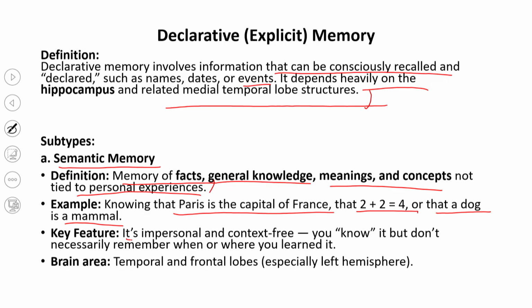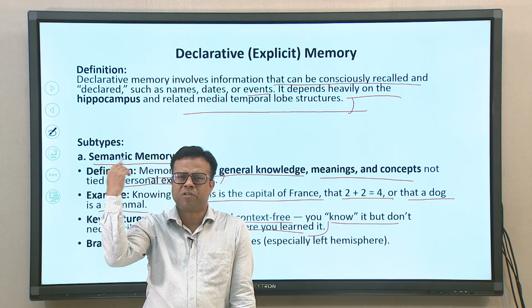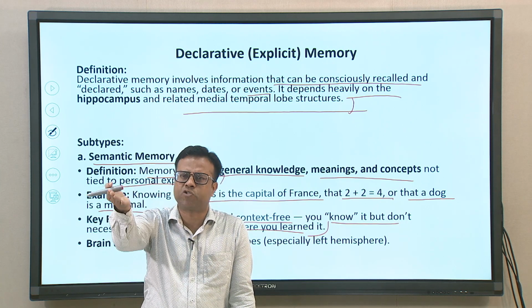Key features, what are the key features? It is impersonal and context free. It is generally not tied to any context; these are neutral facts that we learn. You know it, but you do not necessarily remember when and where you learned it. You may not remember where you learned the capital of France. You may have learned it somewhere, but you may not remember the context where you learned it.